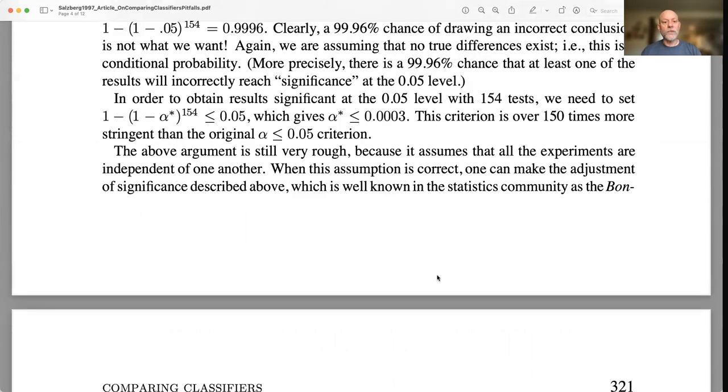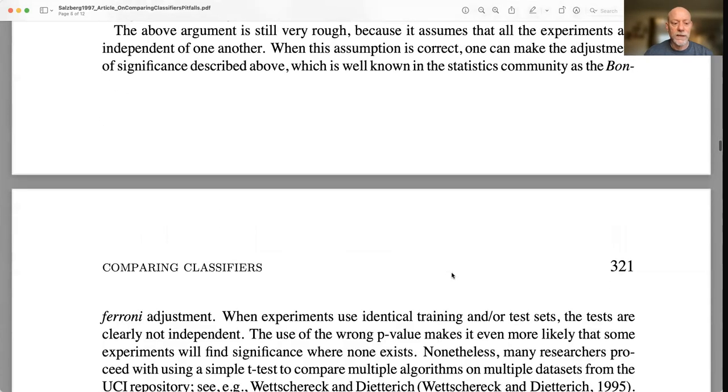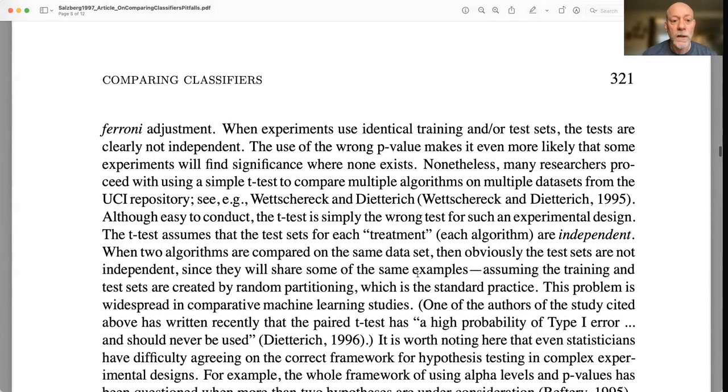I'm going to start this paragraph over. The above argument is still very rough because it assumes that all the experiments are independent of one another. When this assumption is correct, one can make the adjustment of significance described above, which is well known in the statistics community as the Bonferroni Adjustment. When experiments use identical training and/or test sets, the tests are clearly not independent. The use of the wrong p-value makes it even more likely that some experiments will find significance where none exists. I think by wrong p-value, what Salzberg means here is an unadjusted p-value.